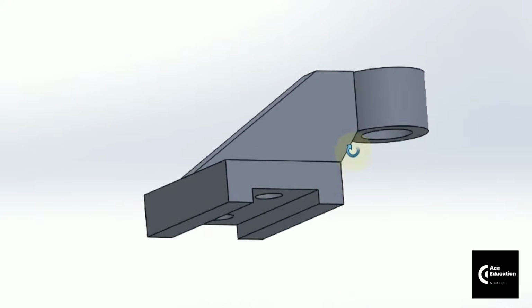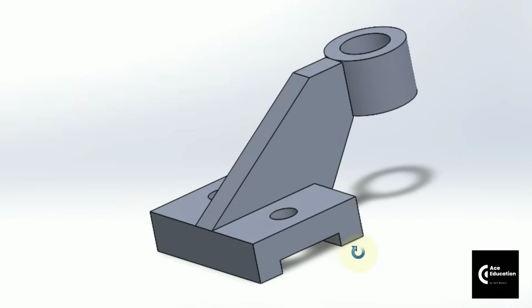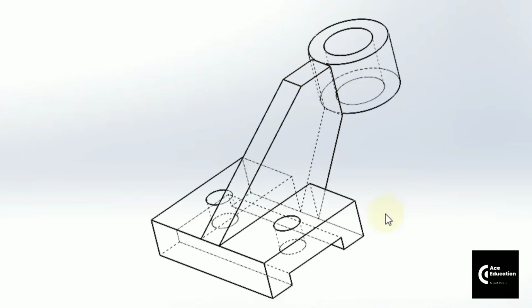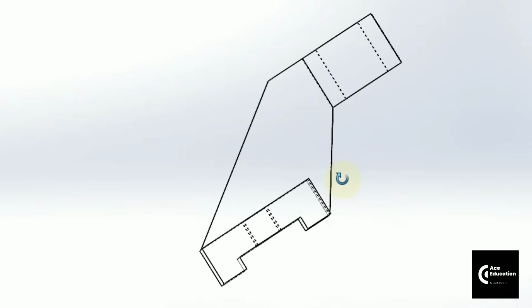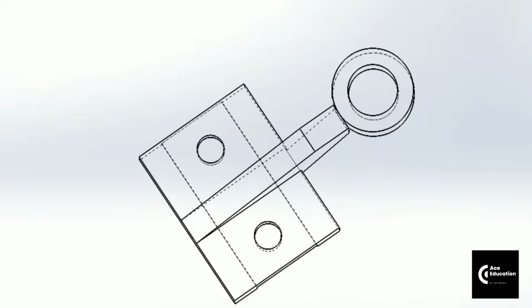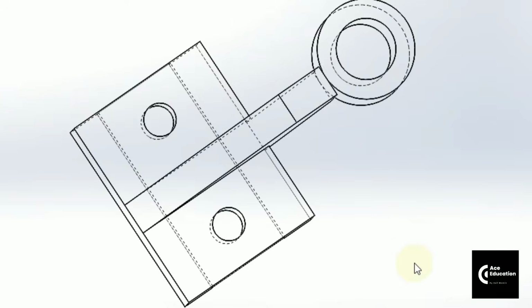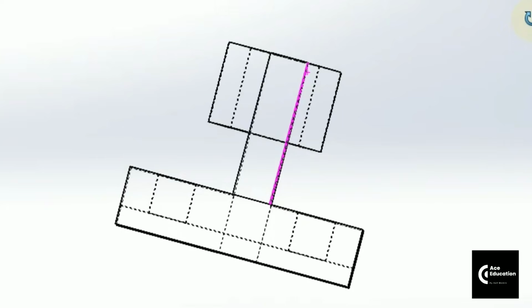So guys, this is what we have just drawn in front view, top view, and side view. When you are looking from the front view, the dotted lines will be coming this way. When you are looking from the top view, the dotted lines would be present over here. And when you look from the side view, the dotted lines can be seen like that. So these three views we have just drawn in AutoCAD.